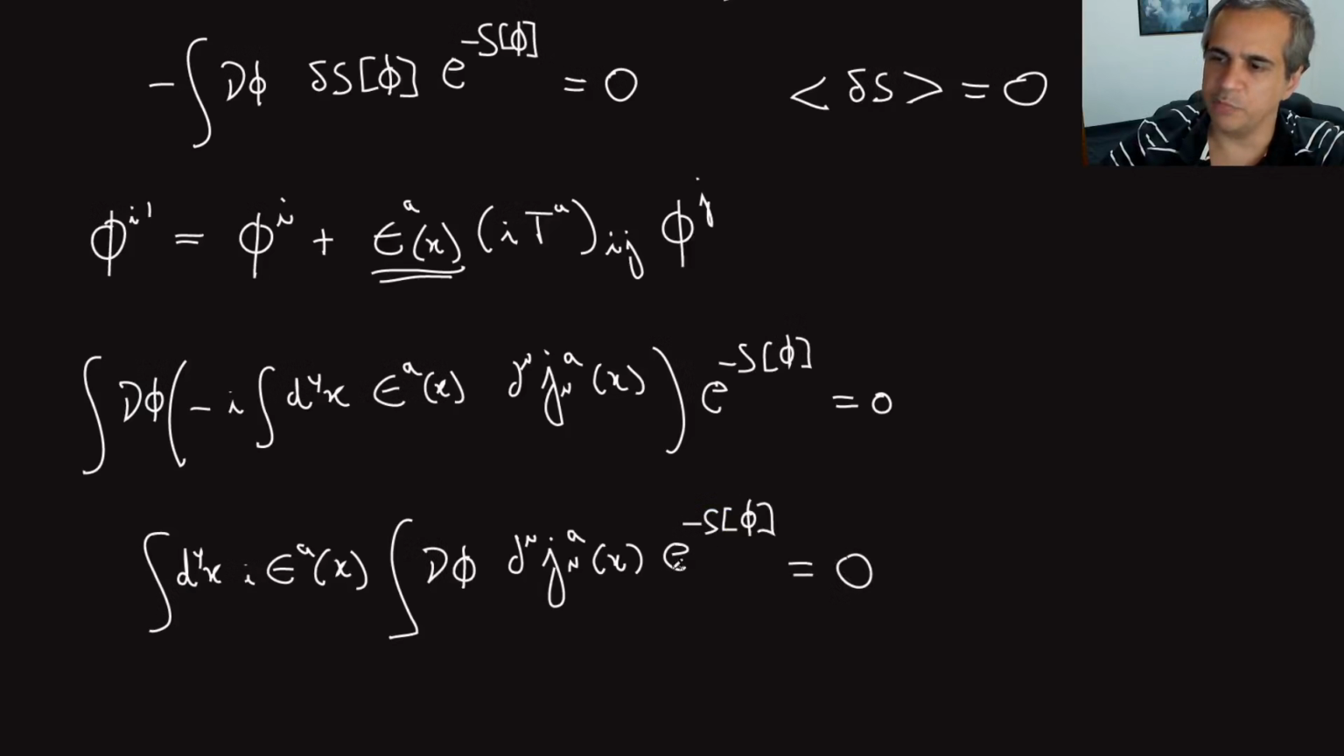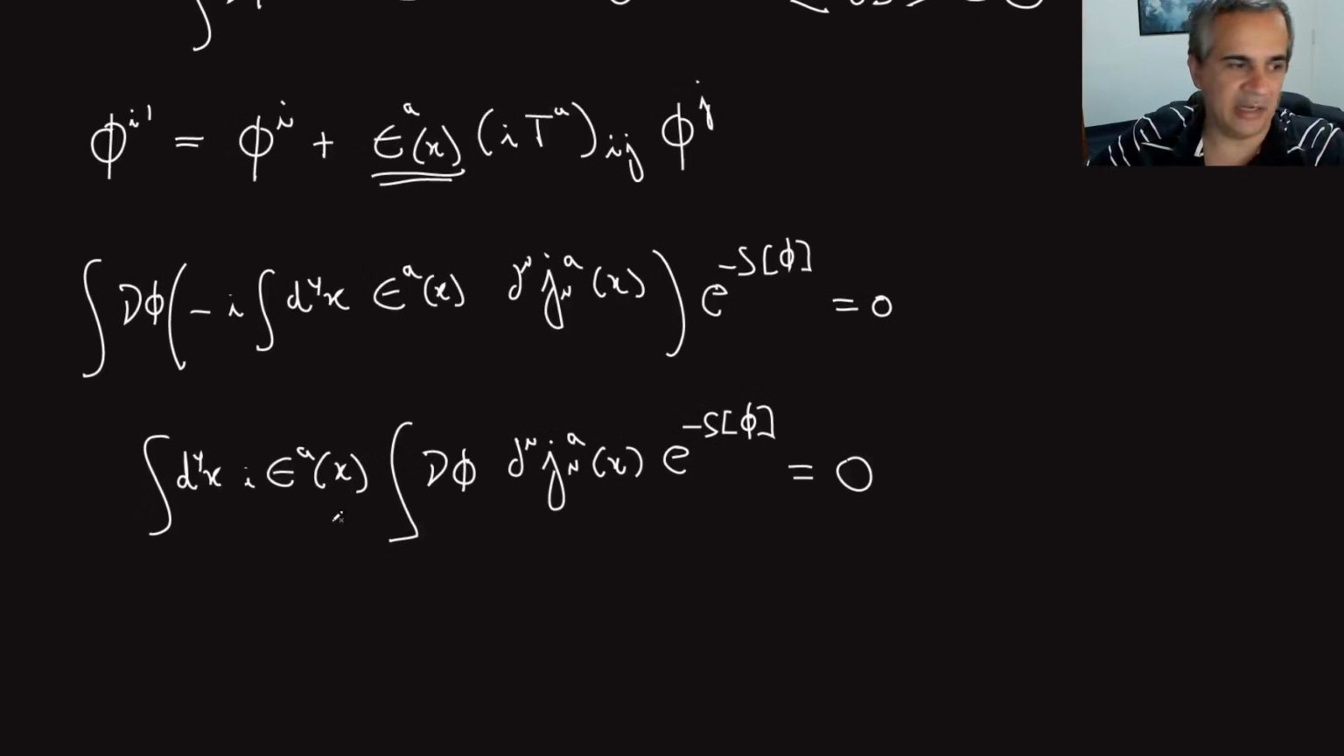And this equation should be valid for any epsilon, right? Epsilon could have very different forms. The only assumption I made to get here is that epsilon goes to 0 at infinity, but in general it can be any complicated function. So that part will not be 0 in general, and that means that this one needs to be, right?